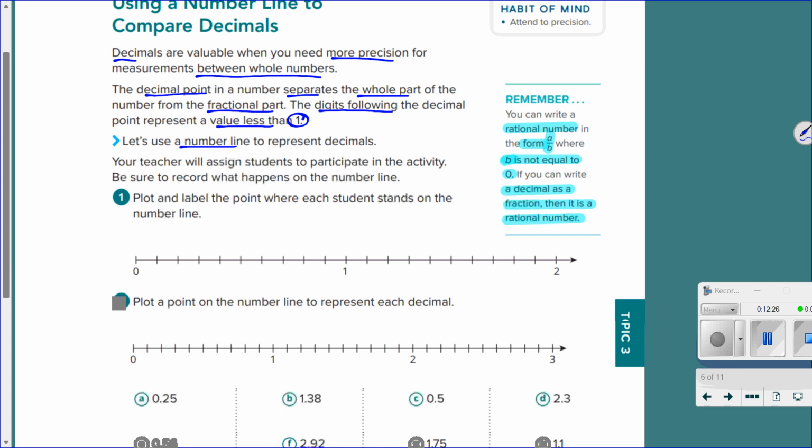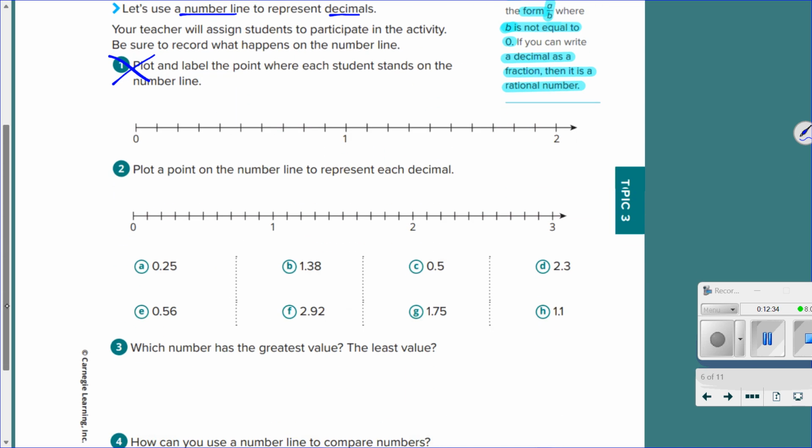Let's use a number line to represent decimals. We did not assign numbers, so we're not going to do number 1. We're going to go straight to number 2. Plot a point on the number line to represent each decimal. So there's our task. I'm going to do the first one with you guys to make sure everybody understands.